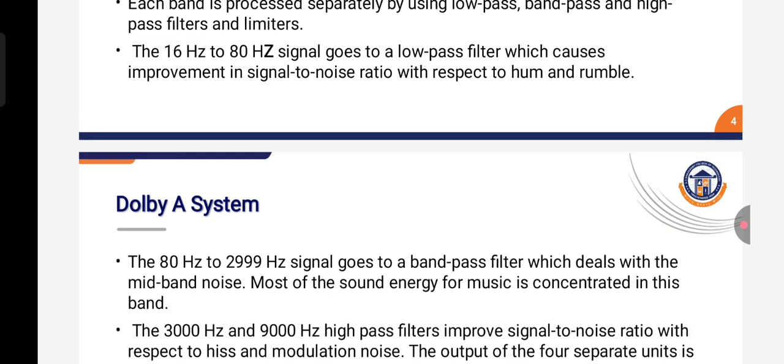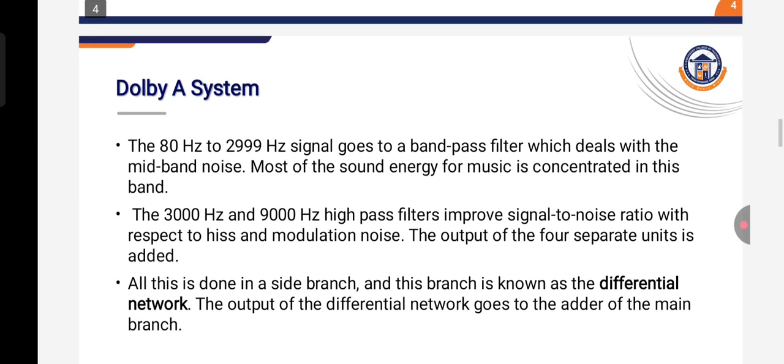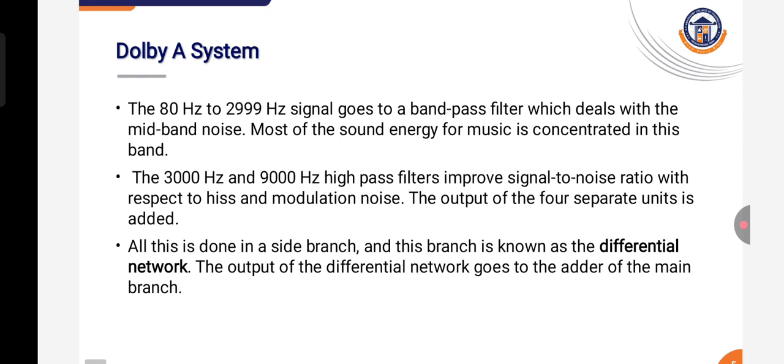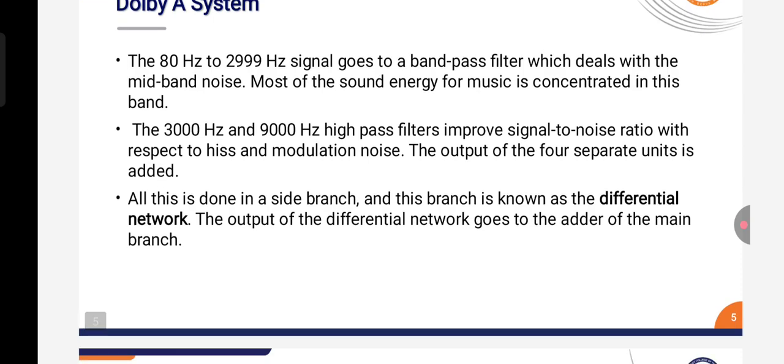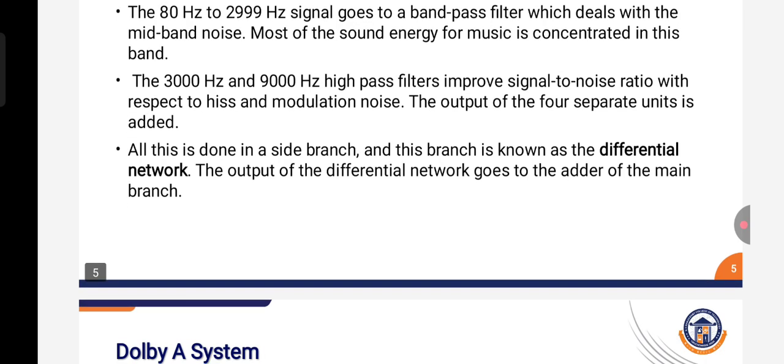The signal below 80 Hz goes to the low pass filter, which causes improvement in signal to noise ratio with respect to hum and rumble. And the 80 Hz to 3000 Hz signal goes to the band pass filter, which deals with the mid band noise, and most of the sound energy for music is concentrated in this band.